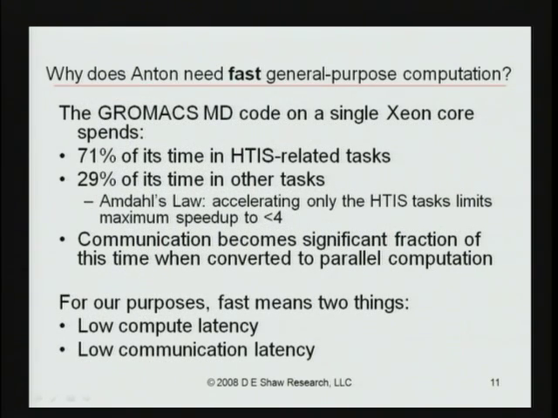So why do we need the general purpose computation at all? GROMACS MD code, which is the most commonly used molecular dynamics package in use today, spends about 71% of its time in particle-particle interactions and about 29% of its time doing other things. So by Amdahl's law, if we took all the tasks that could be done on the HTIS and took that time to 0, we would only get a maximum speed up of about 4.